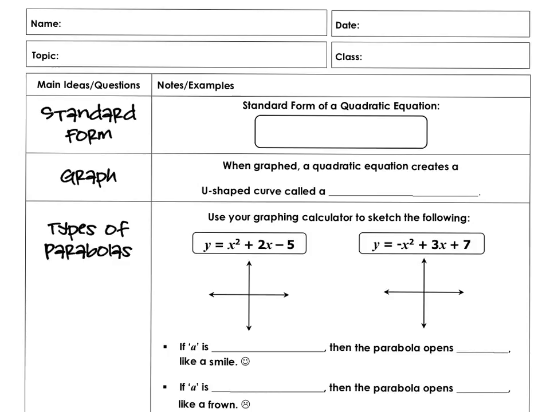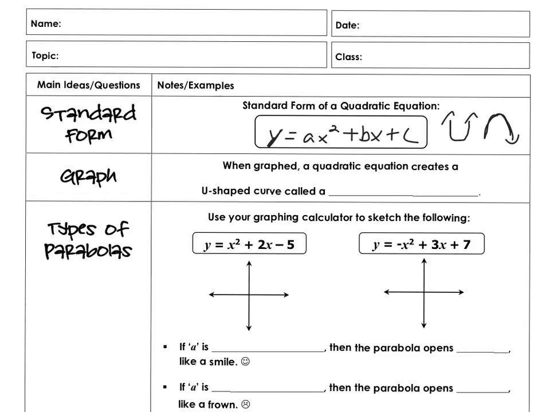So first, remember what the standard form is of a quadratic equation. What is the standard form of a quadratic equation? We discussed that last week or a little over a week ago, and that is y equals ax squared plus bx plus c. Okay, that is the standard form of a quadratic equation. And all quadratic equations are going to have that U shape, whether it points up or it points down.